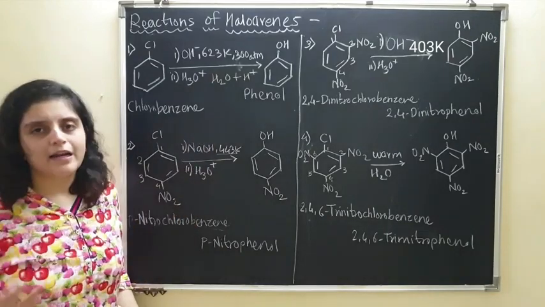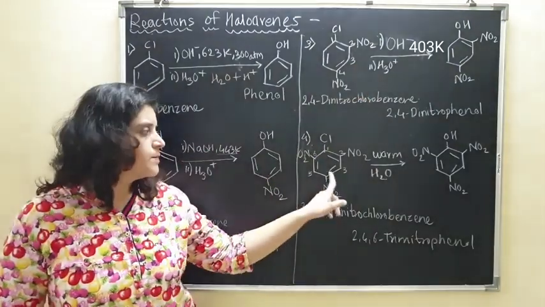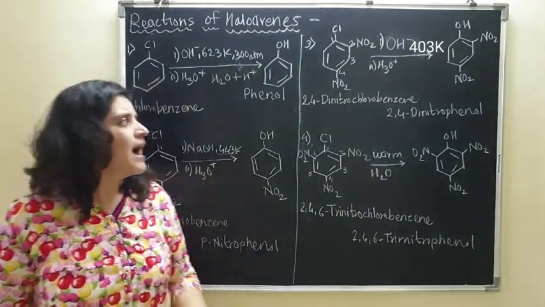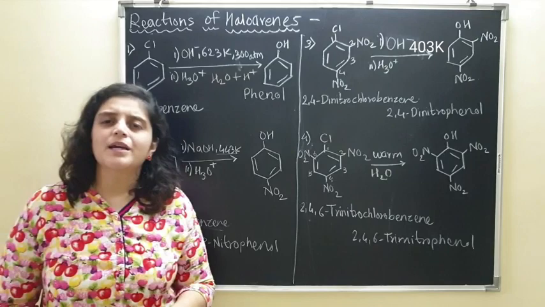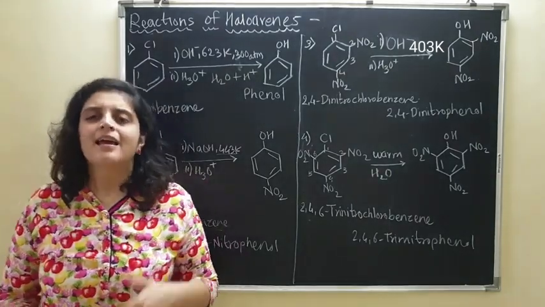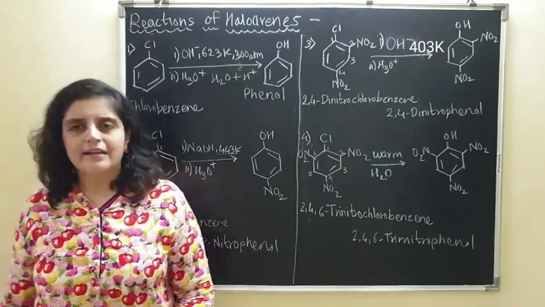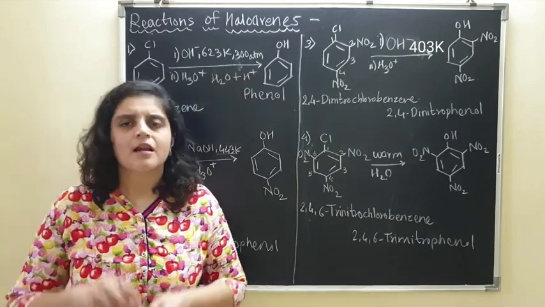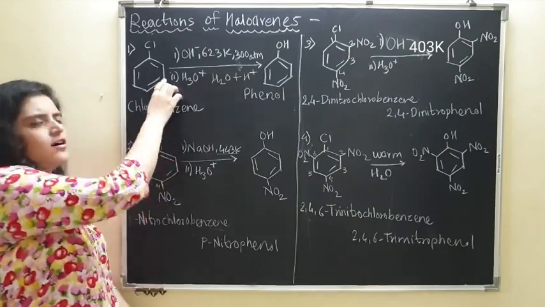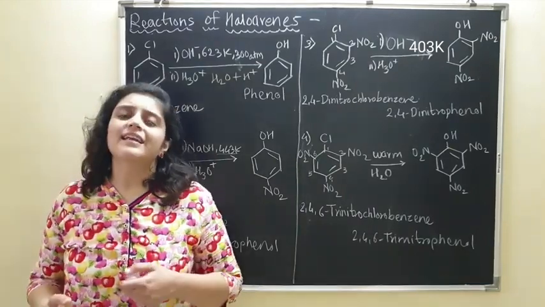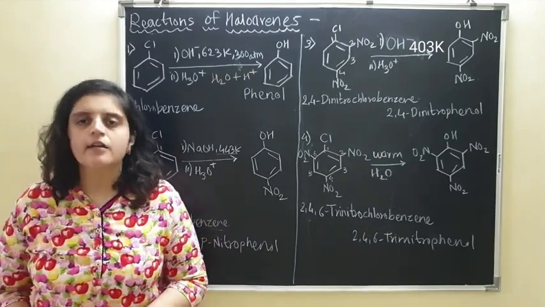So that means we can say that as the number of electron withdrawing groups increases, from no electron withdrawing group to one, two and three electron withdrawing groups, the reaction becomes a little easier to carry out. We can say the substrate becomes more active towards nucleophilic substitution reaction. But now tell me, if this nitro group is present at the meta position, will it affect the rate of the reaction or the reactivity of the reactant?